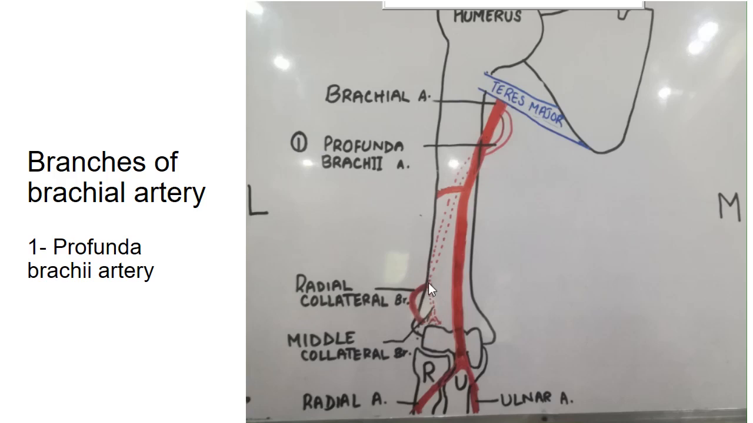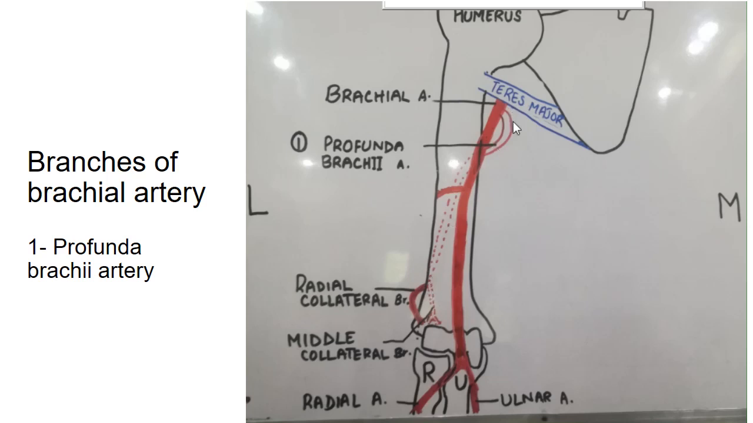This dotted one is the middle collateral branch of the profunda brachii artery. The dotted appearance of this artery is indicating that it lies on the posterior aspect. It lies on the posterior side of the lateral epicondyle and takes part in anastomosis around the elbow joint. We'll talk about the anastomosis around the elbow joint in our subsequent lectures. For now, just remember the names of the arteries that are taking part in this anastomosis.